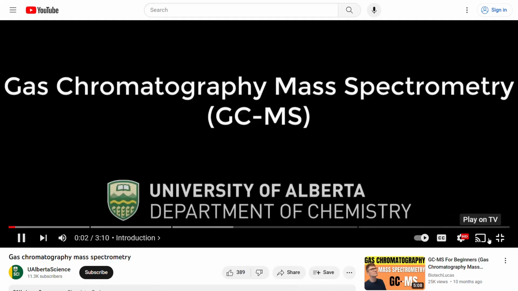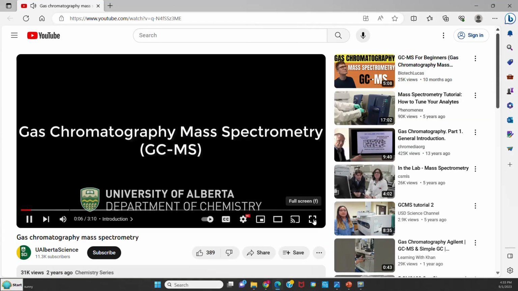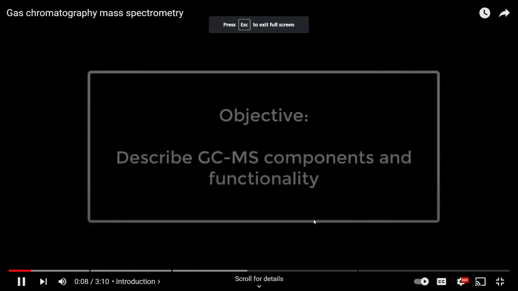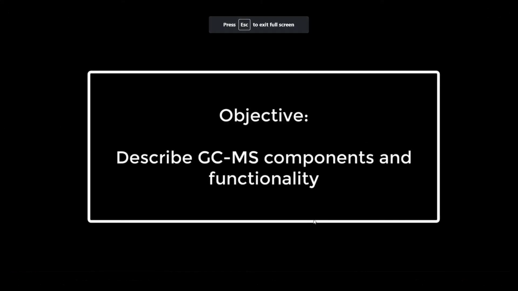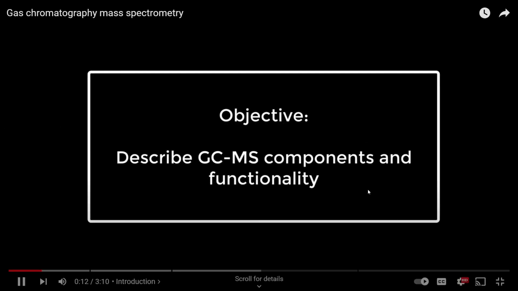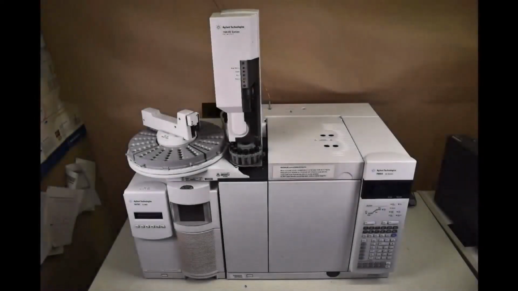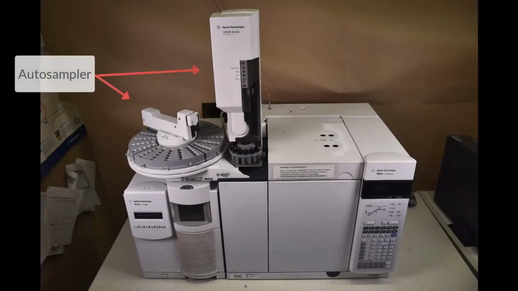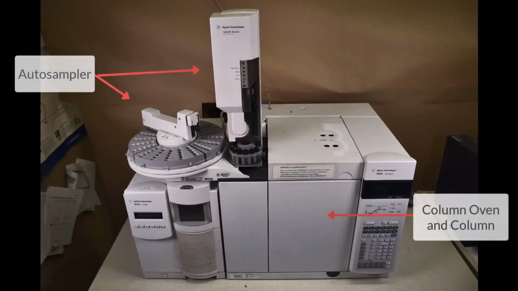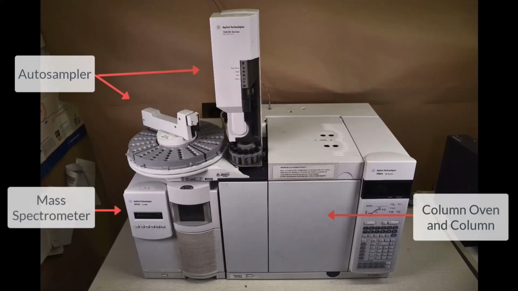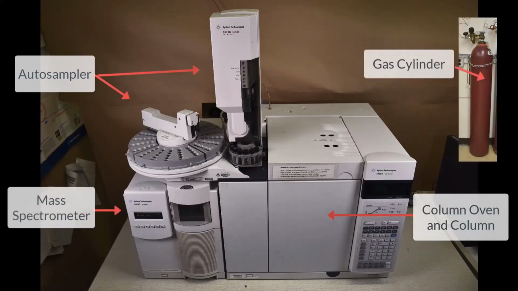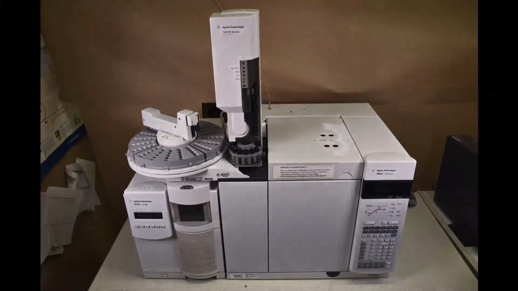Welcome to the gas chromatography mass spectrometry video, abbreviated as GCMS. The objective of this video is to describe the components and function of a GCMS. This is a GCMS composed of an autosampler, a column oven and column, a mass spectrometer, and a gas cylinder. Not shown is a computer that controls the GCMS and collects data.